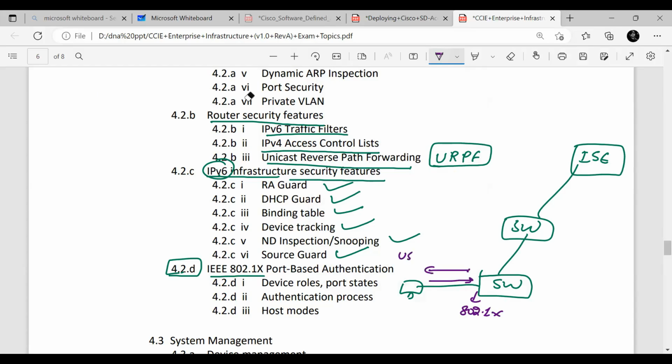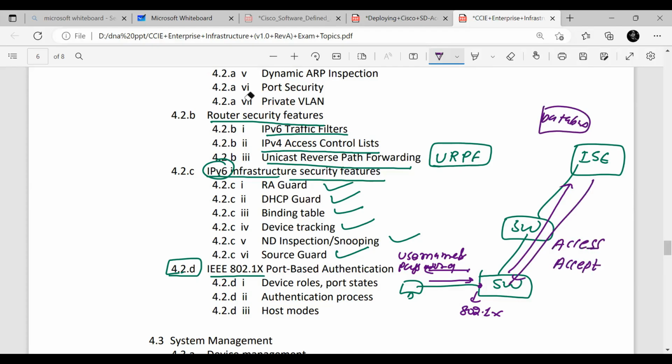Switch will ask for the username and password. If the user is not authenticated, this port will remain in a down state, and you will not be able to forward the traffic. So what will the switch do? Switch will go to ISE, and ISE will authenticate the user. So switch will say, okay, user is admin, password is Cisco. Is it a valid user? ISE will look up into the database. And if this is a valid user, it will say, okay, allowed, access accept. Otherwise, access rejected.